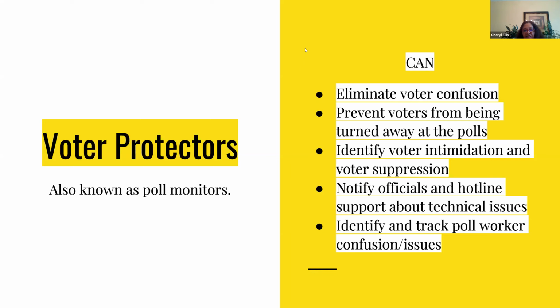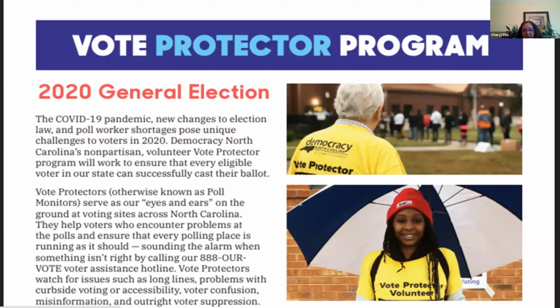And then I just wanted to share with you, we have a one-pager that talks all about the Vote Protector program that you can go to our website, democracync.org, to get. And it just talks about our vote protectors being eyes and ears. I'm sure many of you have seen the people out in the yellow shirts. And we're actually going to have car magnets this year. We're going to have vote protector masks. We really are going to have what we say the bling for this program.